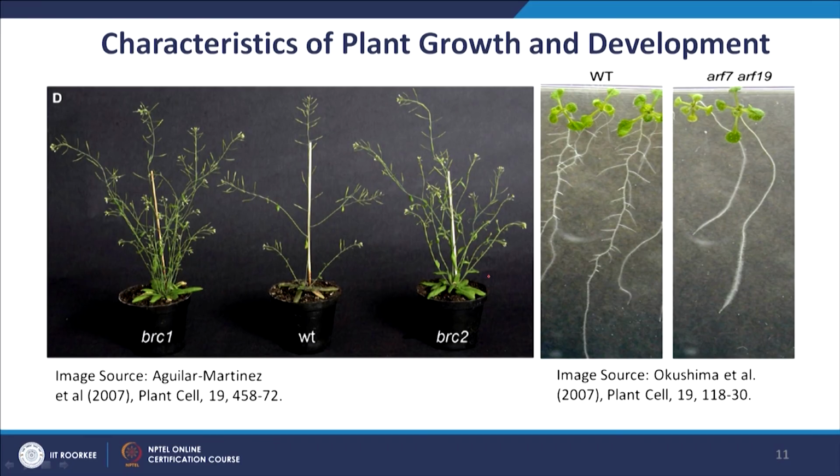On the other hand, if you look in the root, these are two transcription factors. This is the double mutant of auxin response factor 7 and auxin response factor 19. And in this double mutant, what is happening? You can clearly see that the apical meristems are working fine. You can see that the shoot apical meristem is here, the root apical meristem is here.